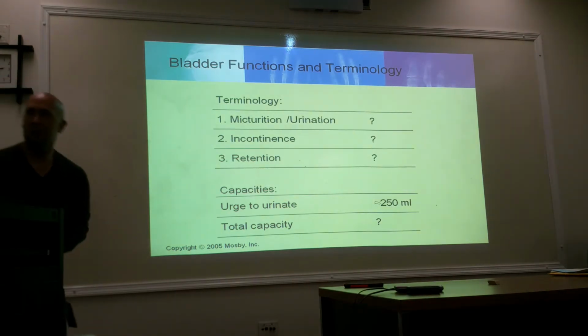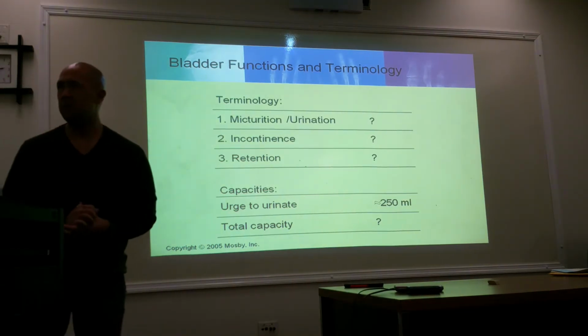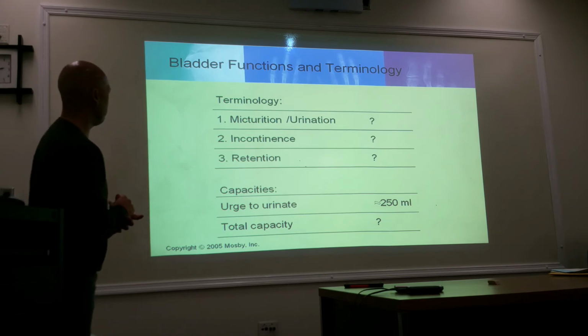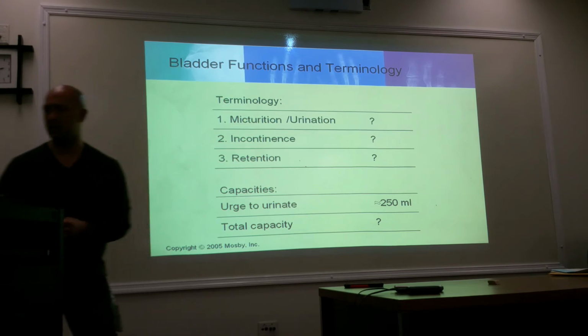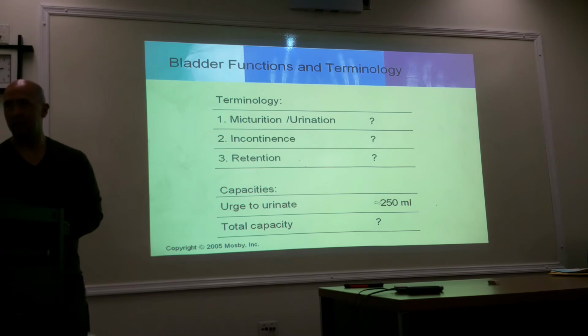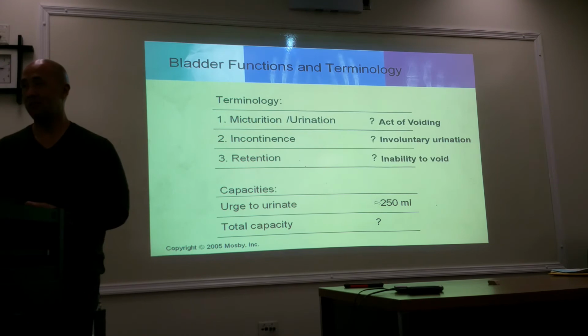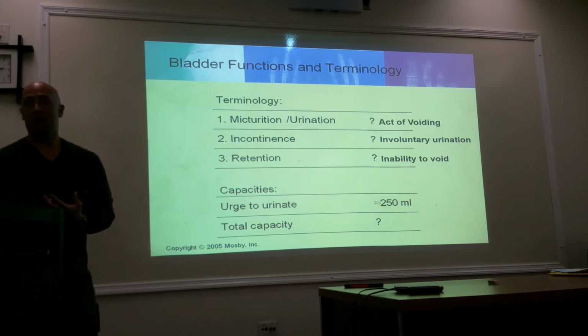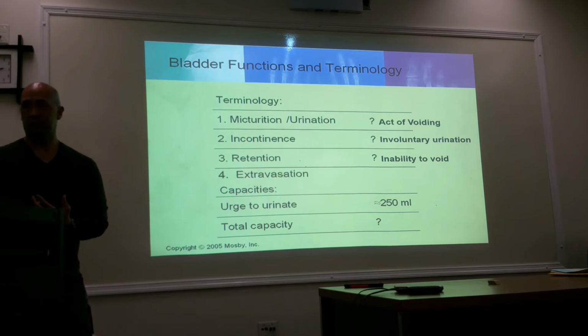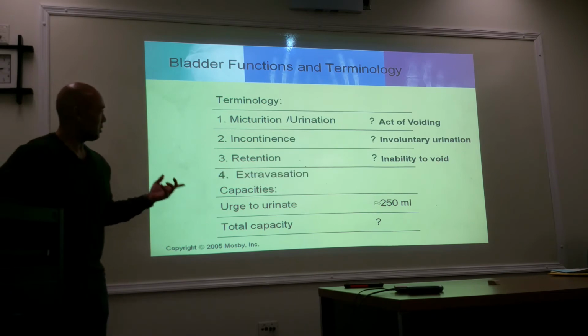All right, so what do we have here? Micturition and urination. What is that all about? Okay, it means the act of voiding. Incontinence is involuntary. Retention is the inability to pee. Then capacities, and extravasation.